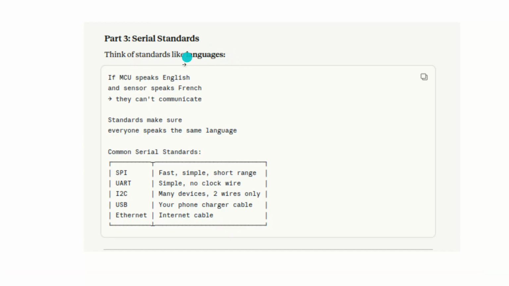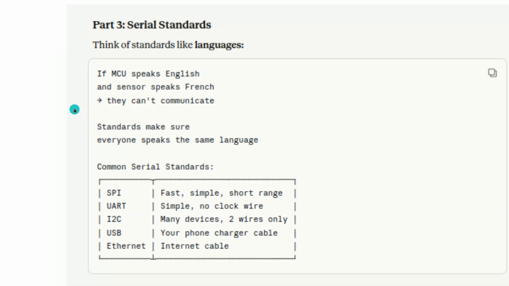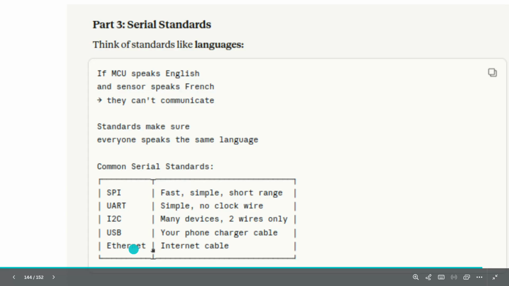Now let's see serial standards. Think of standards like languages. If the MCU speaks English and sensors speak French, they can't communicate, right? So standards make sure everyone speaks the same language. Some standards make sure that the MCU and the sensor, that is the device, can speak the same language. For that we have common serial standards like SPI, UART, I2C, USB, Ethernet, which are the different serial standards.